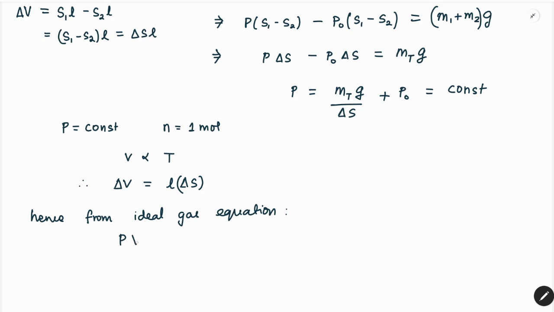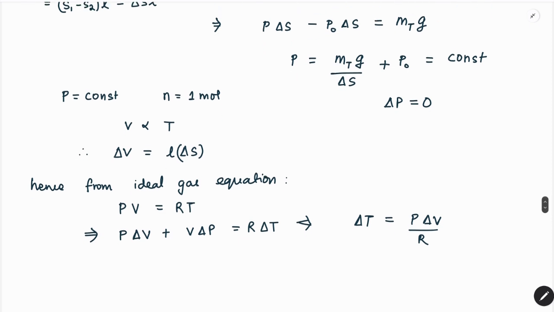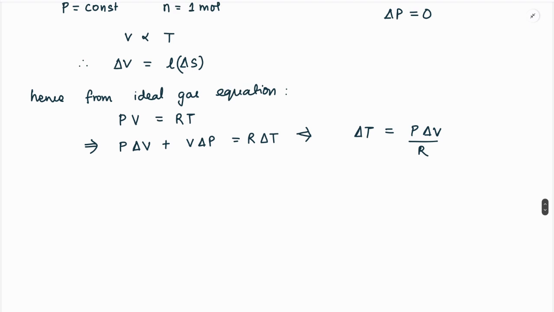we can write PV equals RT for 1 mole, and P dV, or P delta V plus V delta P, is equal to R delta T, and since delta P is equal to 0, since pressure is constant, therefore we write that the change in temperature delta T is equal to P times delta V by R. So over here, if we put this value of P and then multiply it by delta V by R, we will get the change in temperature.